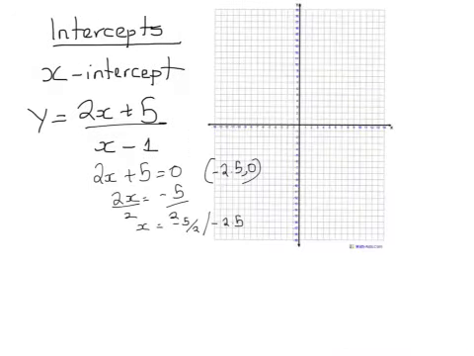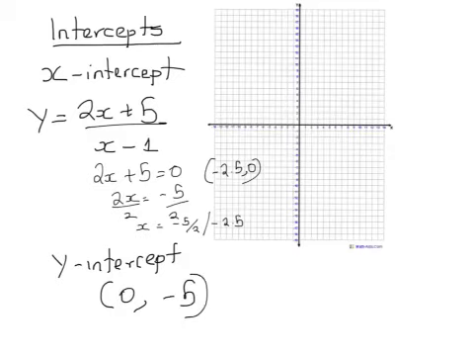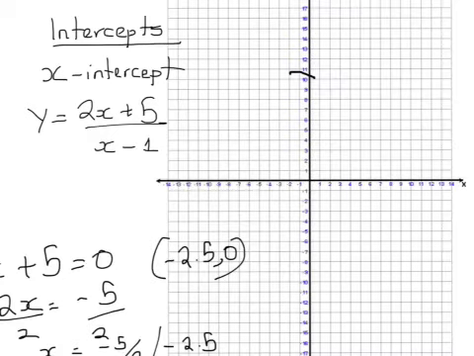Let's find the y-intercept now. To find the y-intercept, plug in 0 for the x's, and you'll find that the y-intercept is 0, negative 5. So in this graph, our intercepts are at negative 2.5, 0 and 0, negative 5.